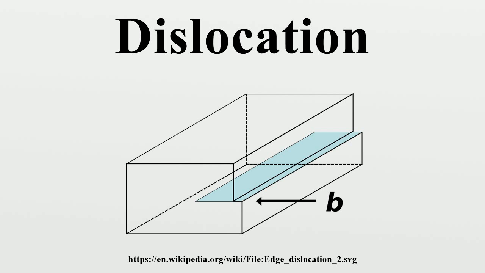Despite the difficulty in visualization, the stresses caused by a screw dislocation are less complex than those of an edge dislocation. These stresses need only one equation, as symmetry allows only one radial coordinate to be used, where mu is the shear modulus of the material, b is the Burgers vector, and r is a radial coordinate.